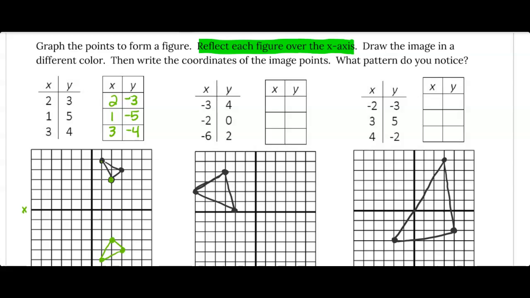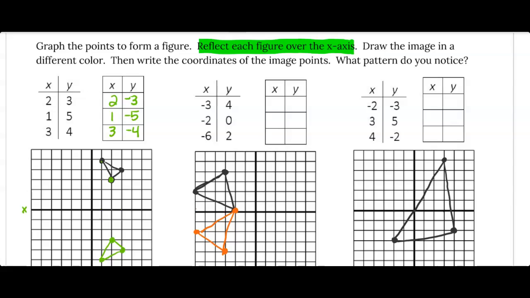Looking at the second one, this point is on the x-axis, so it's not going to move. It's just going to stay right there. This point, negative 3, 4, is going to come down 4, so then I'm going to go down 4 more. And then negative 6, 2 will come down 2 to go 2 more.